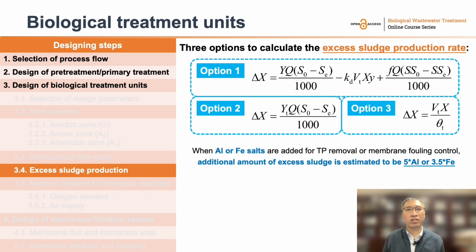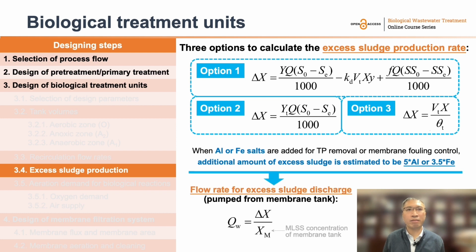The excess sludge is usually pumped out from the membrane tank because the MLSS concentration is the highest in the membrane tank. The average flow rate of excess sludge, QW, can be calculated using this equation, which can be used for the design of sludge discharge facilities, such as the selection of sludge pumps.